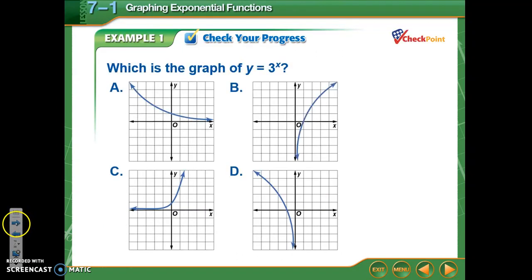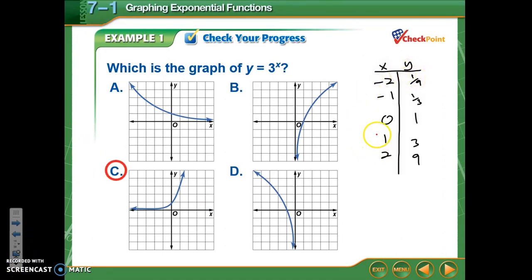So I want you guys to try this next one. Okay, your answer here should be C. And this is what your table of values should look like. Notice what's happening is that to get to each next y value, I'm multiplying by 3. 1/9 times 3 is 1/3. 1/3 times 3 is 1. 1 times 3 is 3. 3 times 3 is 9. So unlike linear functions where we add the same value between each y, in an exponential function we are multiplying by the same value. That's why we get the curved shape.